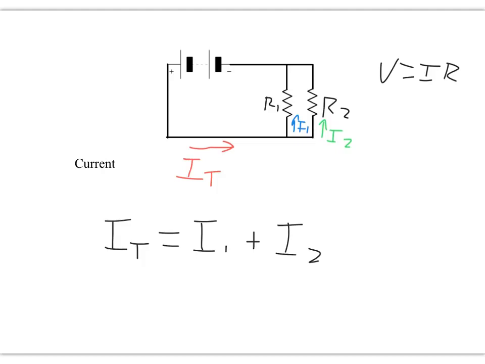If we add more resistors, then that sum would just be I1 plus I2 plus I3 plus I4 plus however many individual current pieces we have, all of which must add up to the total.